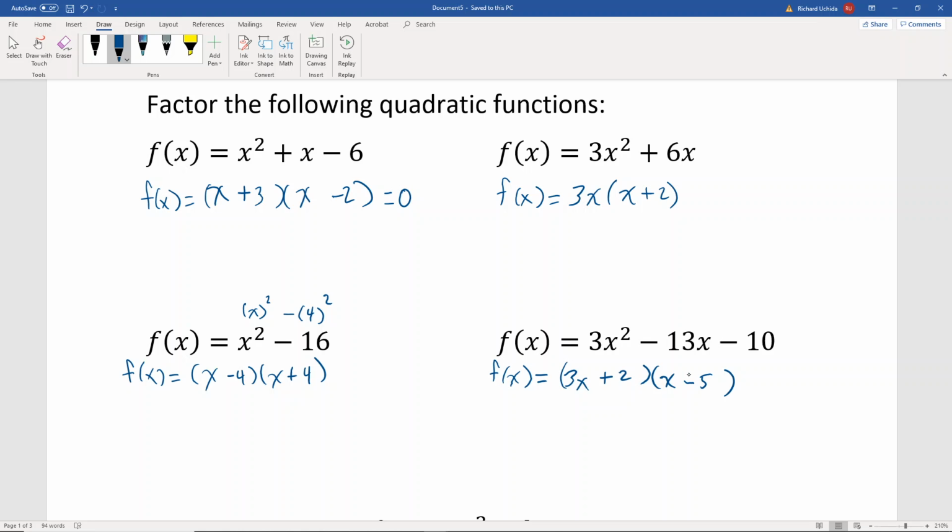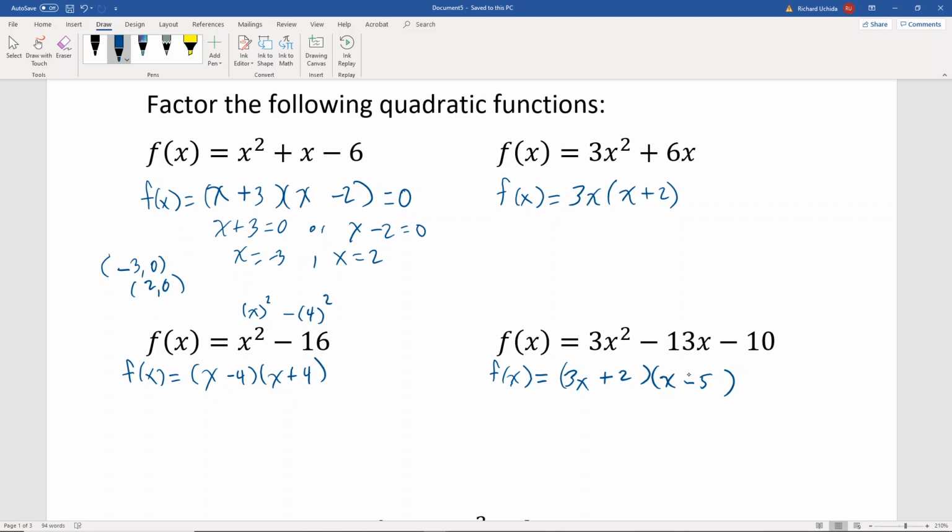So if we have x plus 3 times x minus 2 equal to 0, remember this is that quadratic equation, and luckily it's already factored. By the zero product property, if x plus 3 times x minus 2 is equal to 0, then either x plus 3 is equal to 0, or x minus 2 equals 0. Solving for x, we get x is negative 3, and x is 2. So our two x-intercepts in this case would be the points (-3, 0) and (2, 0). And we would do similarly for the other three examples to find the x-intercepts.